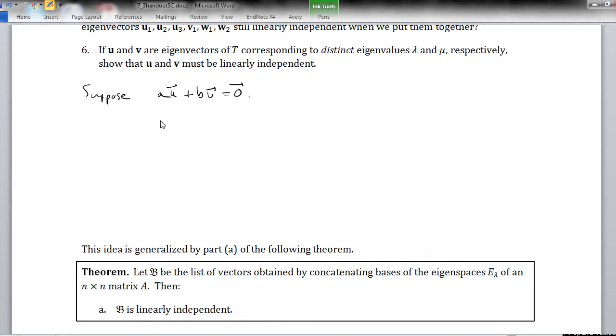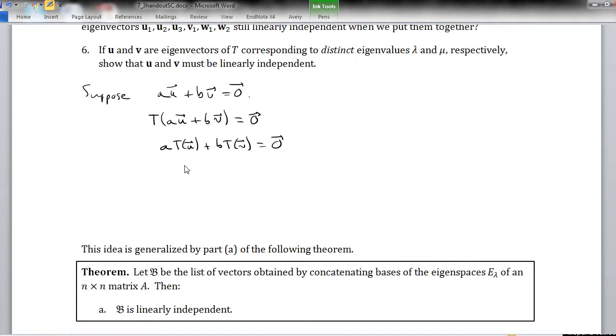Well, we need to use the fact that these are eigenvectors somehow, and so we're going to have to apply T to them eventually. So we might as well apply T to both sides of our equation as a start. And T of the zero vector, if T is linear, is always the zero vector. Then, using the linearity of T, we can distribute it over the sum and pull the scalars out. We get a times T of u plus b times T of v equals 0.